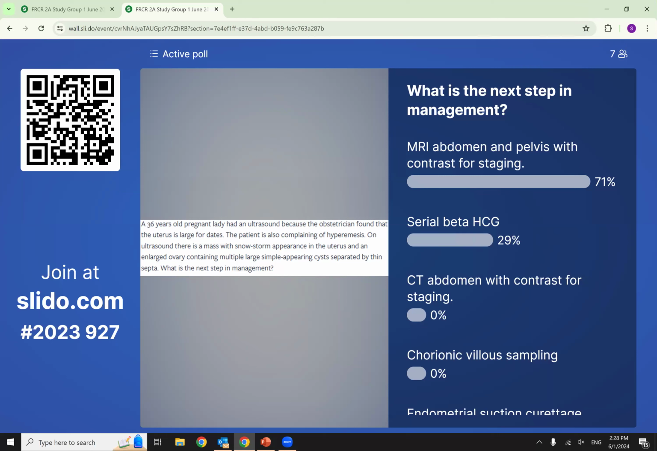I think we could move to the answer. It looks like everyone has taken the test. So yeah, sorry. This is another one of those where the condition is clear. You probably all know that this is a hydatidiform mole. The question is unclear.